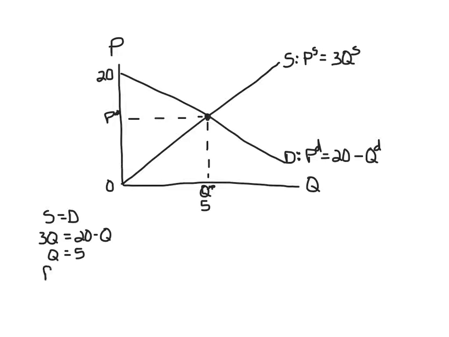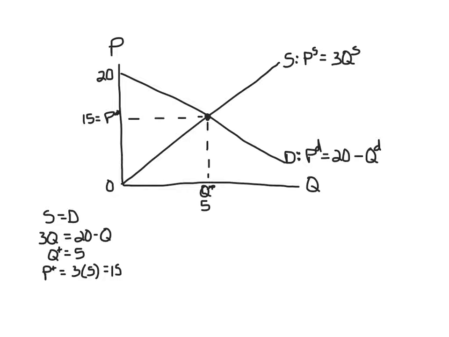And then the equilibrium price is found by plugging the quantity of 5 back into either the supply or the demand curve. Here the supply curve is simpler, so I'm going to plug it in for the quantity supplied, and we get an equilibrium price of $15. So 15 is here, P star.